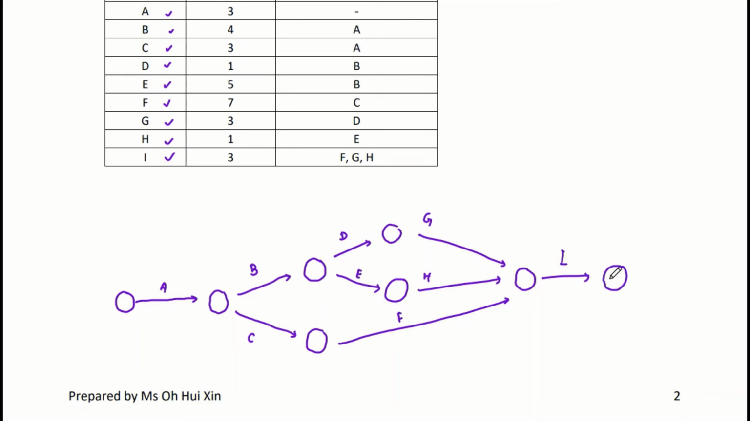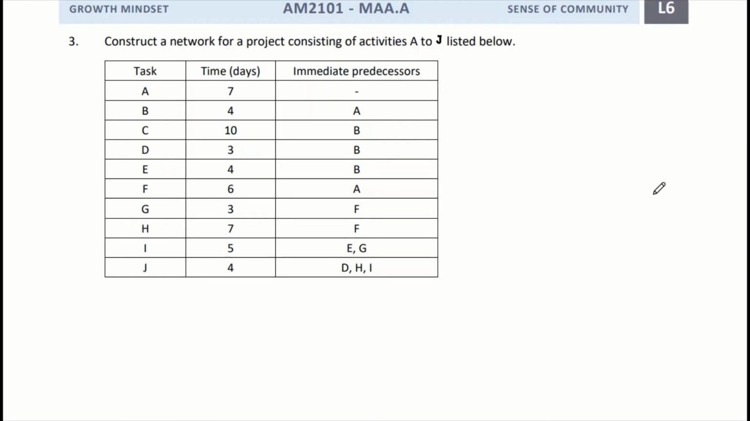Just like that, after you get this completed, let's write down our durations here. D is 1, E is 5, F is 7, G is 3, H is 1, and then I is 3. Alright, so another example here before we move on to the next part.